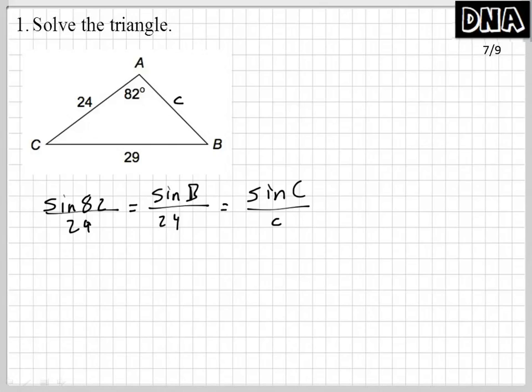Sine c, we can't do that fraction yet because that one has two variables in it. It has a capital C and a lowercase c. Now, they are different variables. It's kind of hard to tell, but one's capital, one's lowercase. So we can't use that one yet.